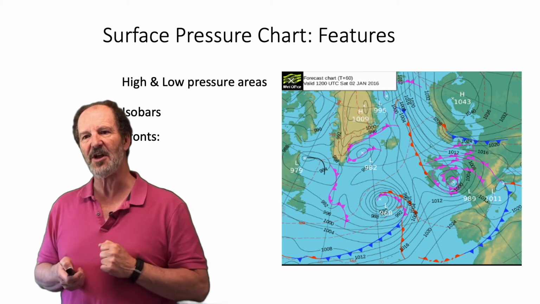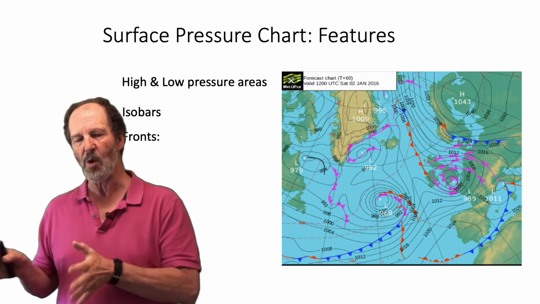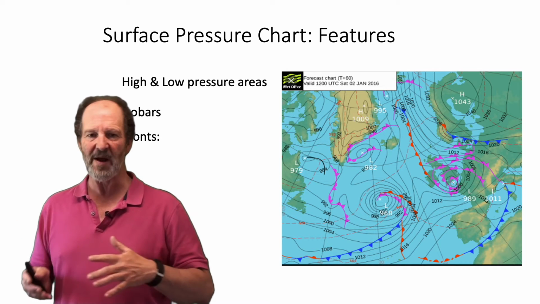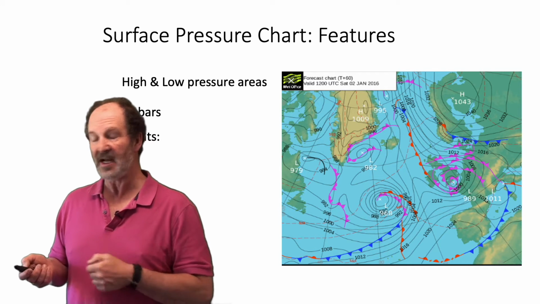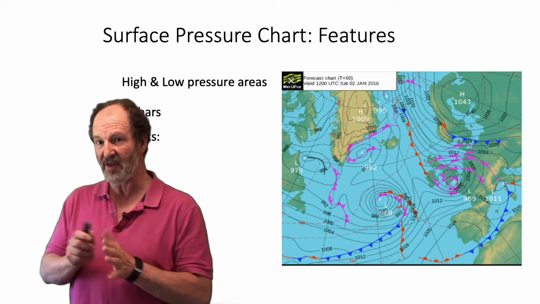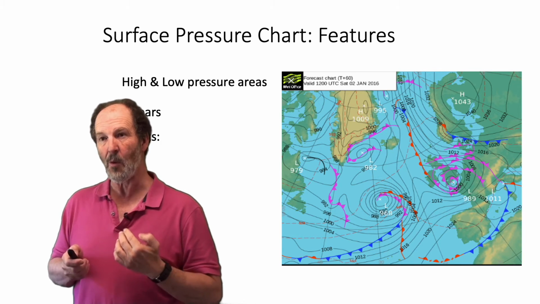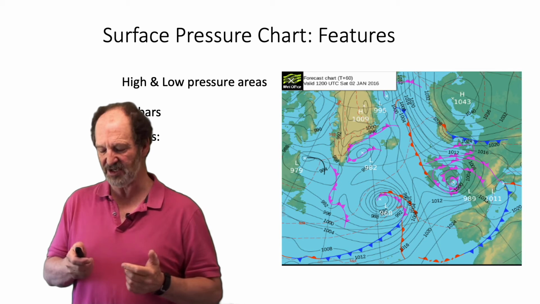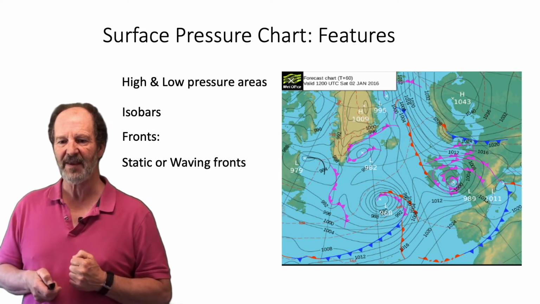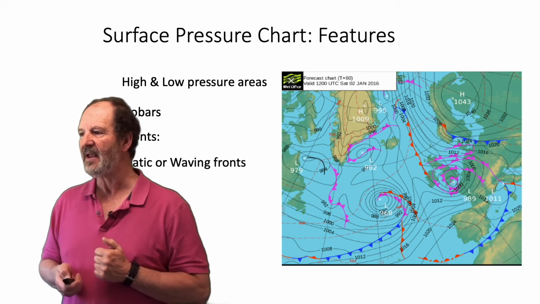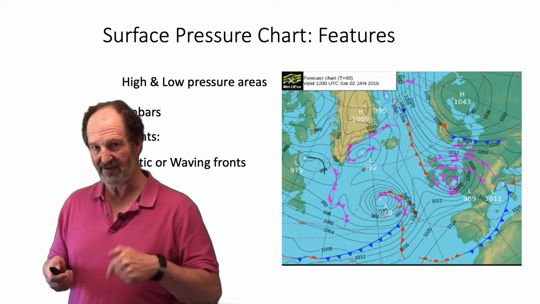We also have fronts that are marked on here. The fronts mark the interfaces between one air mass and another air mass, usually a warmer and a cooler air mass, or a damper and a drier air mass. And so they're quite interesting to us, because where those air masses touch, that's where we get our principal weather in terms of winds changing and precipitation and so forth. Static or waving fronts, I'll talk about those. And troughs, which is just a little sort of valley of low pressure without forming a full depression.